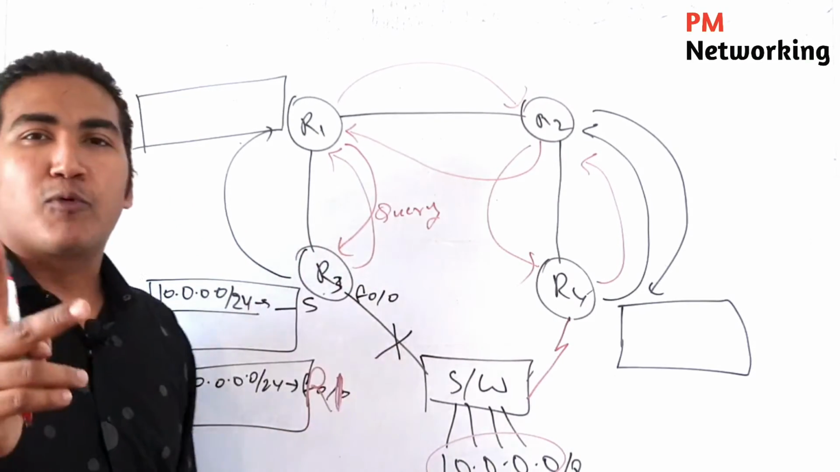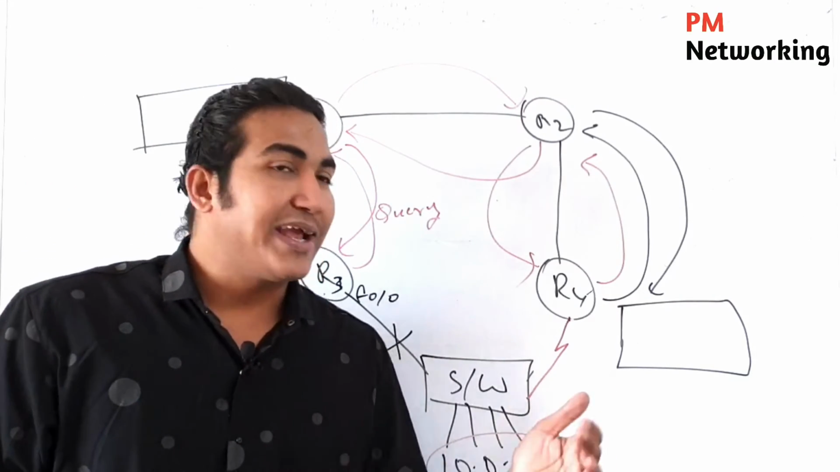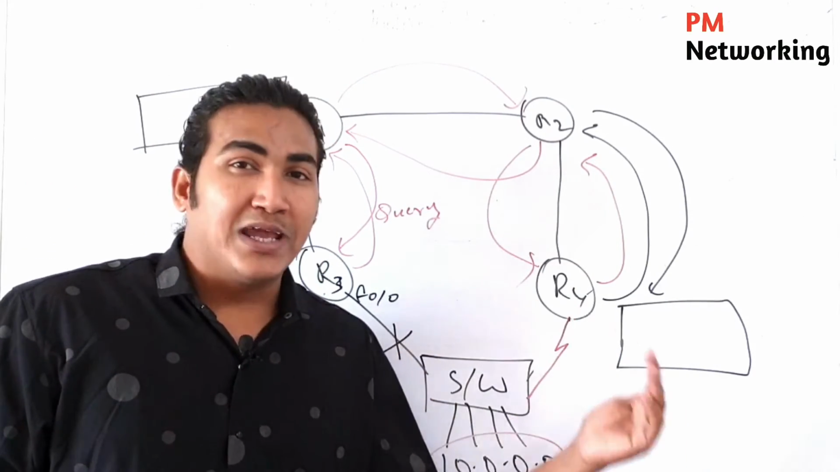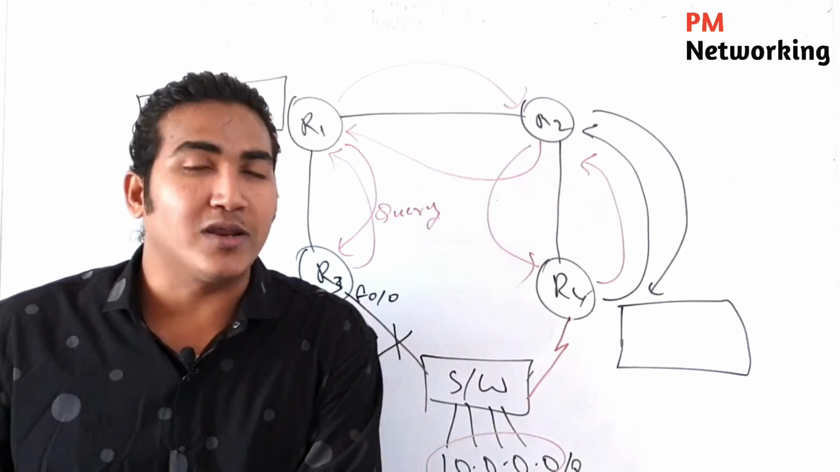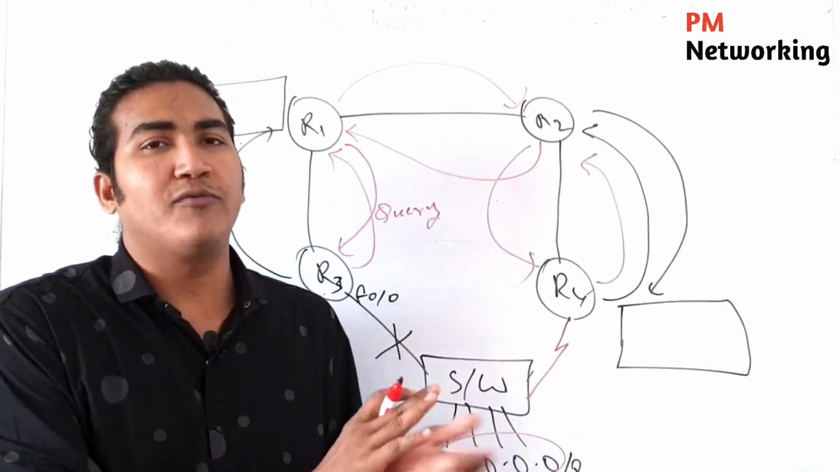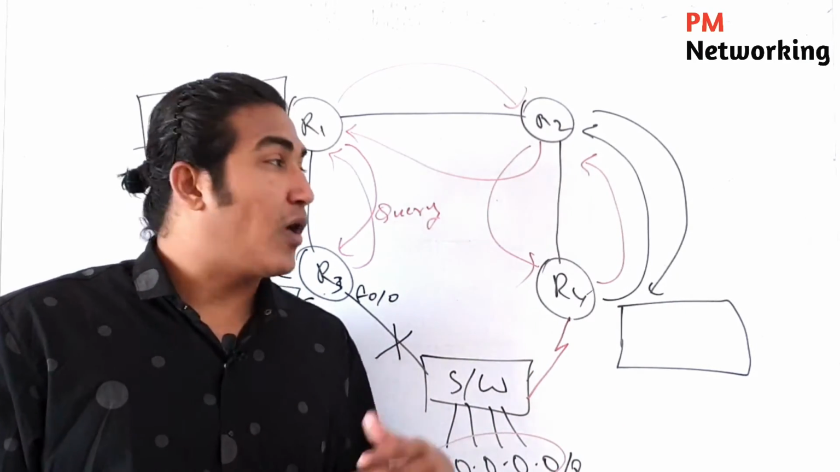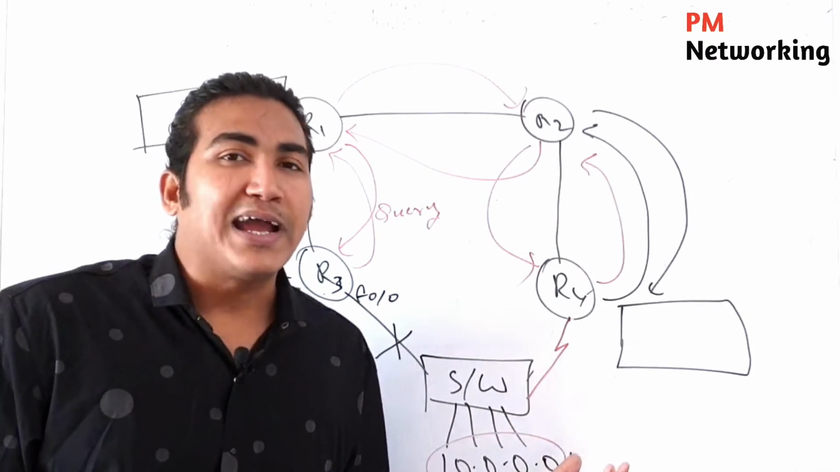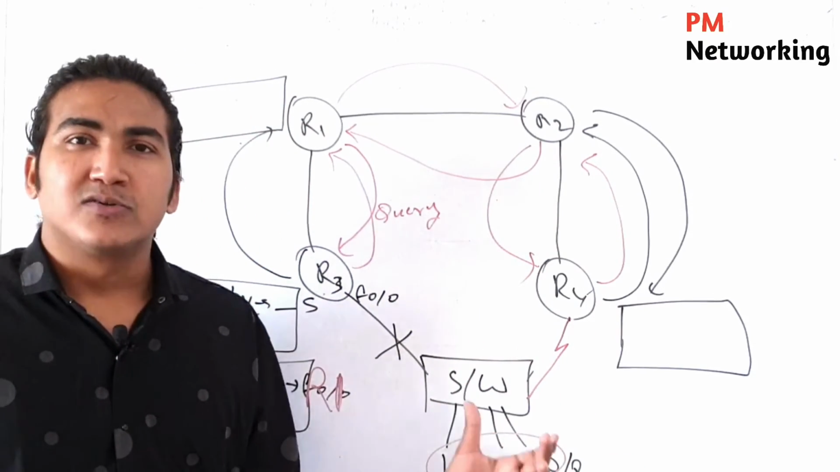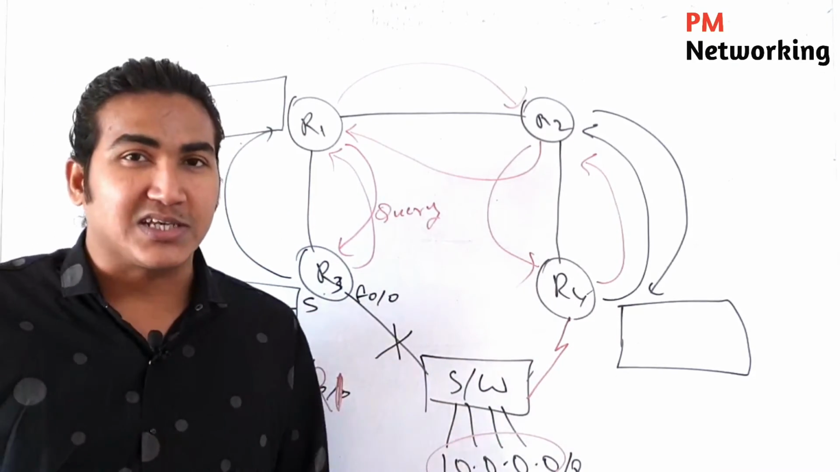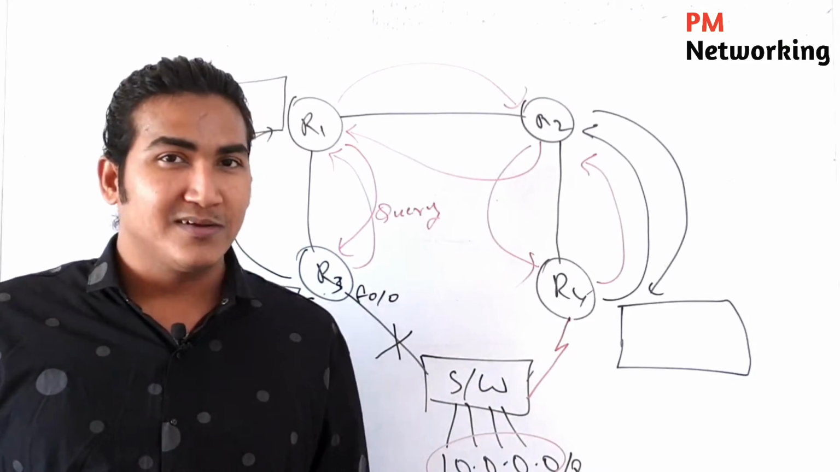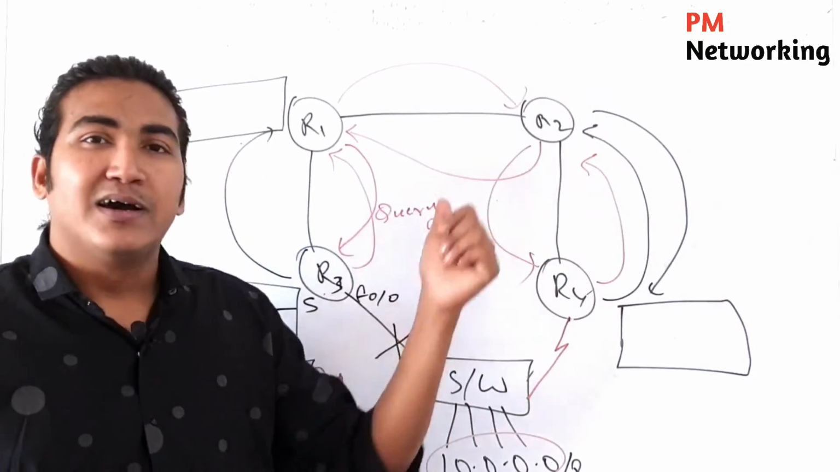So there are two uses of the query message. Number one, to let the neighbor know that my network goes down. If you have a path via me, please remove that path from the routing table. First use. Second use, to ask the neighbor, do you have a path to reach this network, the destination network, the remote network? Do you have a path? And then the router will reply.